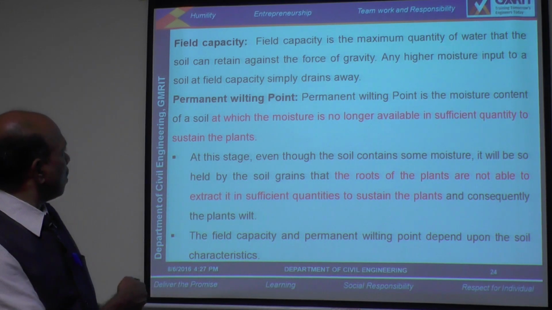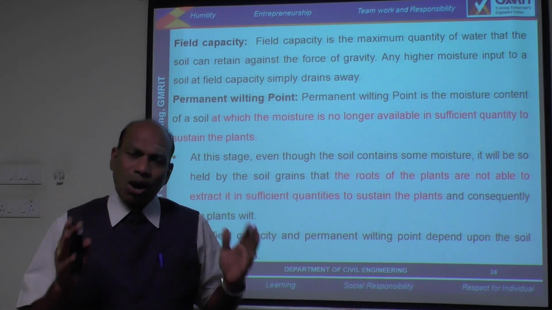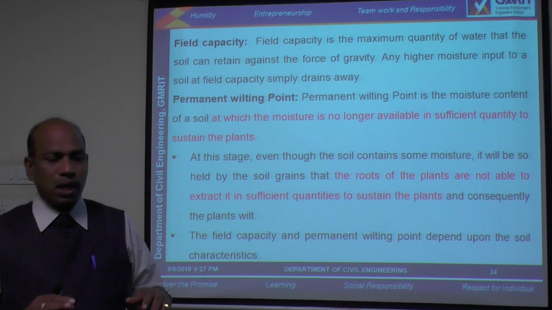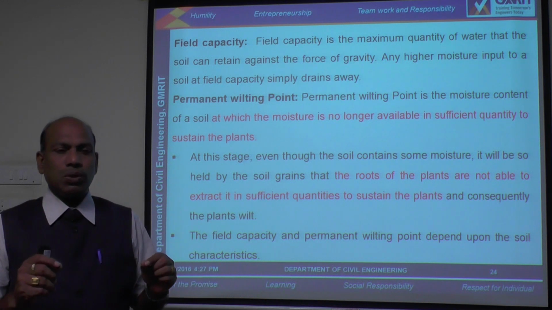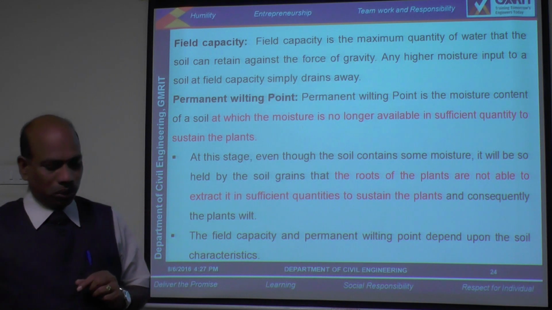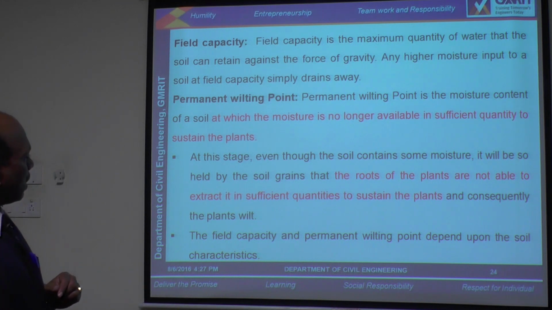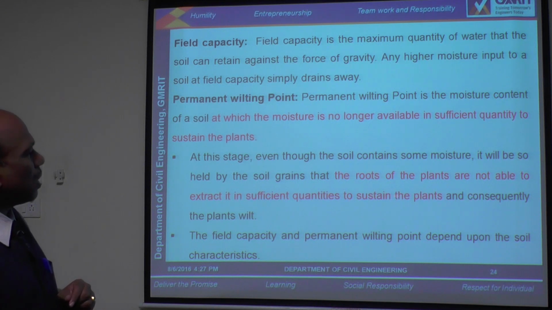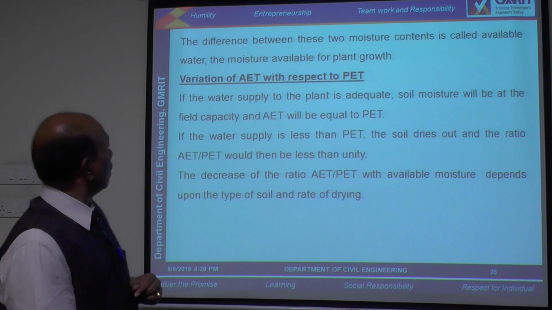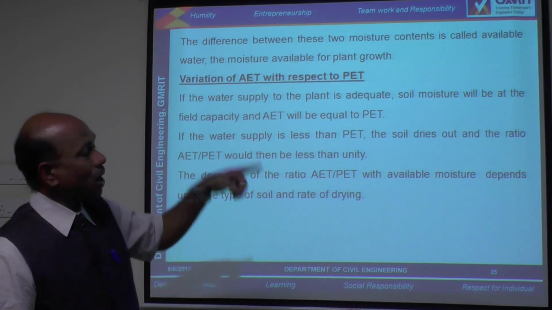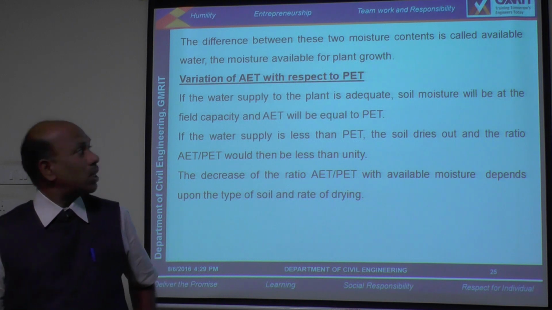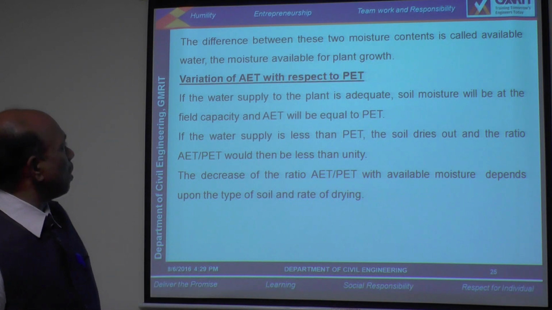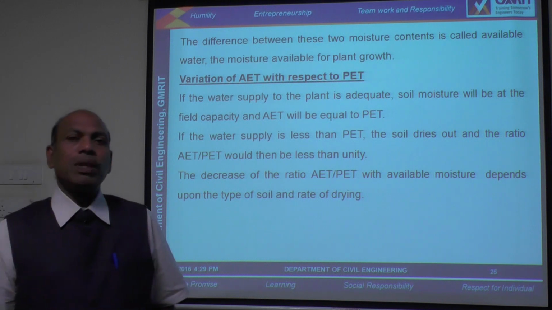And the next definition is permanent wilting point. The permanent wilting point is also a moisture content of the soil, but this moisture content is not useful to sustain plant growth. At this stage, even though the soil contains some moisture, it is so tightly held by the soil grains that the roots of the plant are not able to extract it in sufficient quantity to sustain plant growth. The difference between these two moisture contents, field capacity and permanent wilting point, is called the available water. That moisture is available for plant growth.